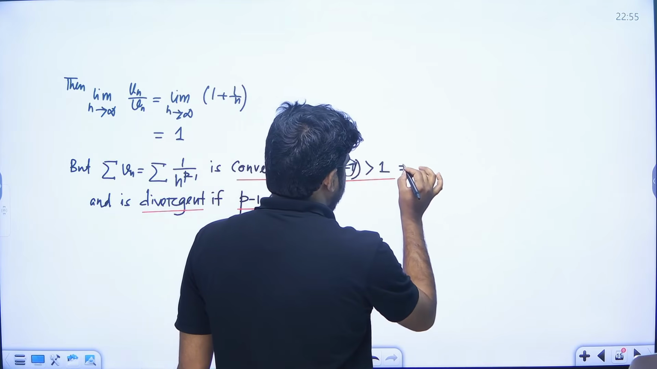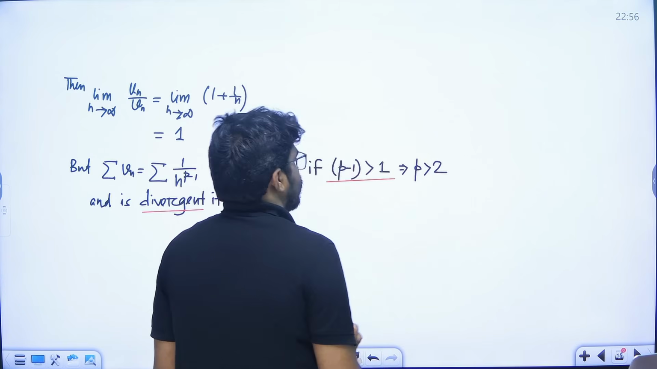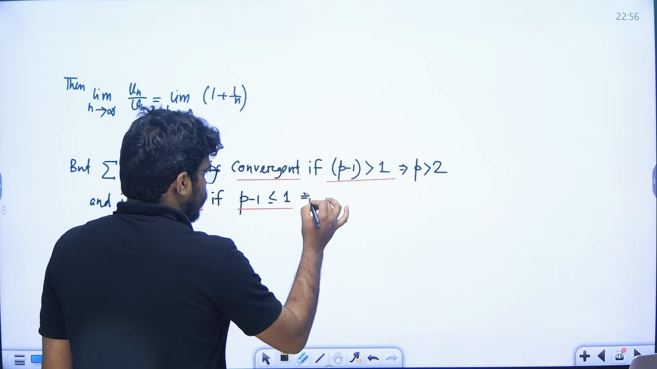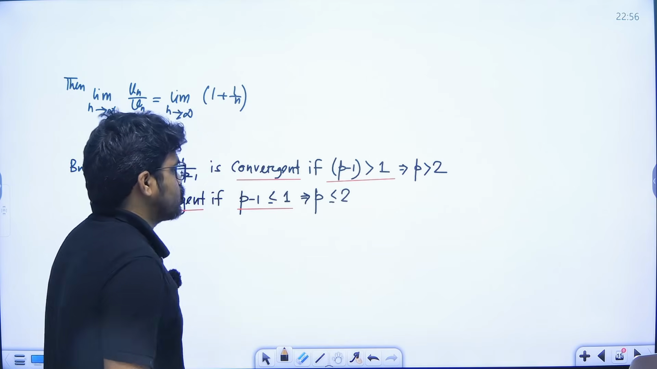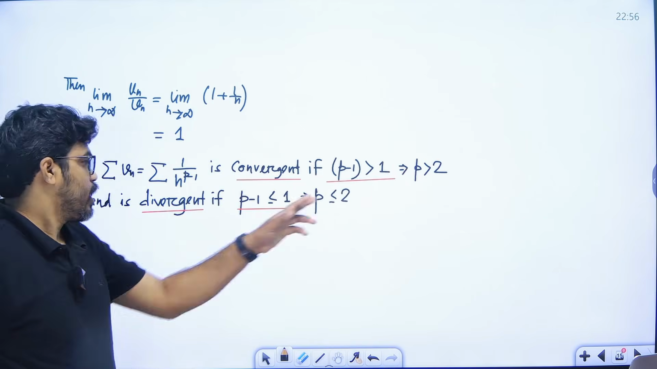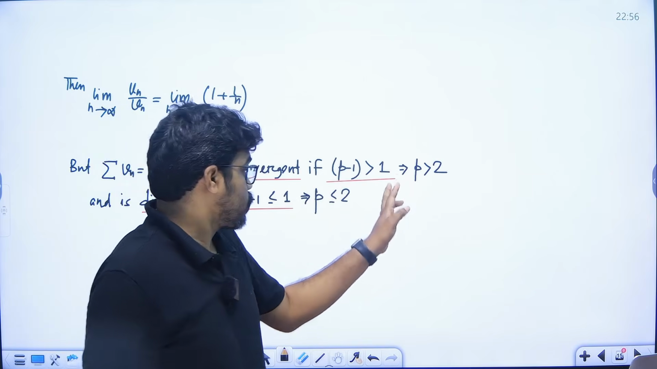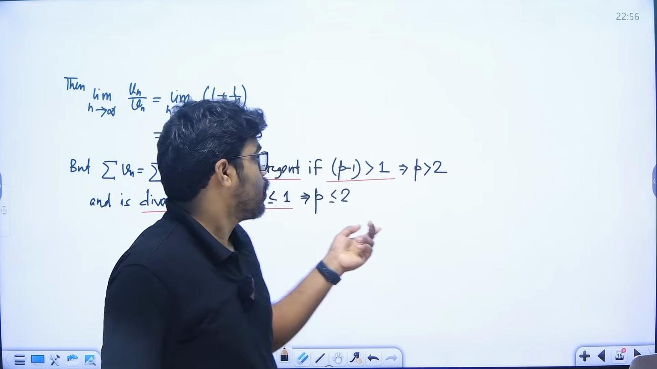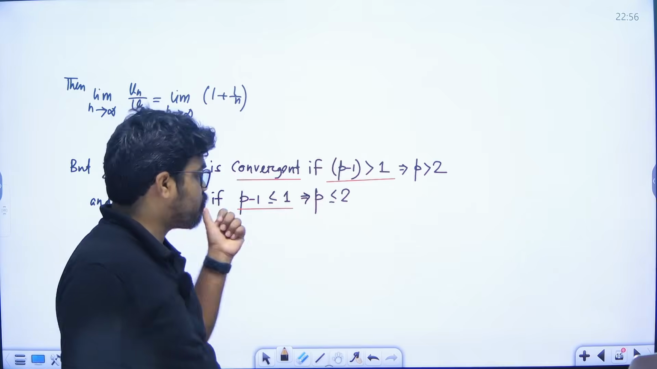This means that if p is greater than 2, it is convergent, and this means that p is less than or equal to 2, it is divergent. So summation vn is convergent if p is greater than 2, and summation vn is divergent if p is less than or equal to 2. So by comparison test, summation un is convergent.